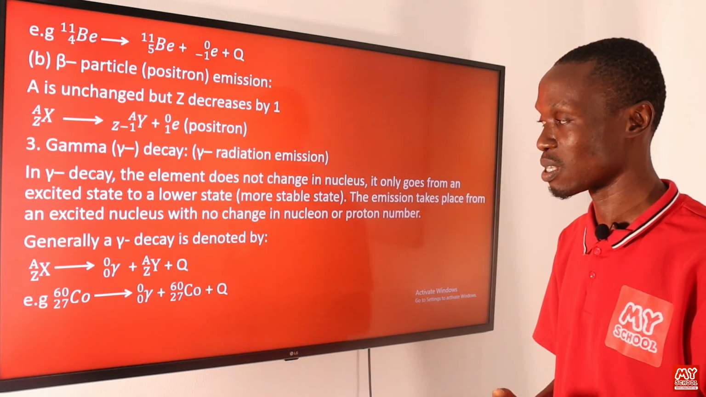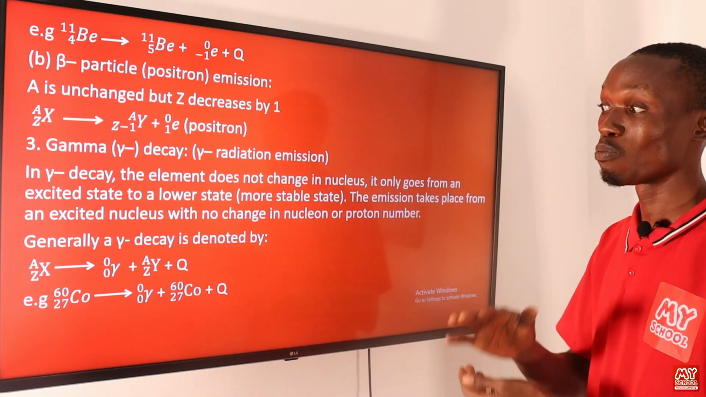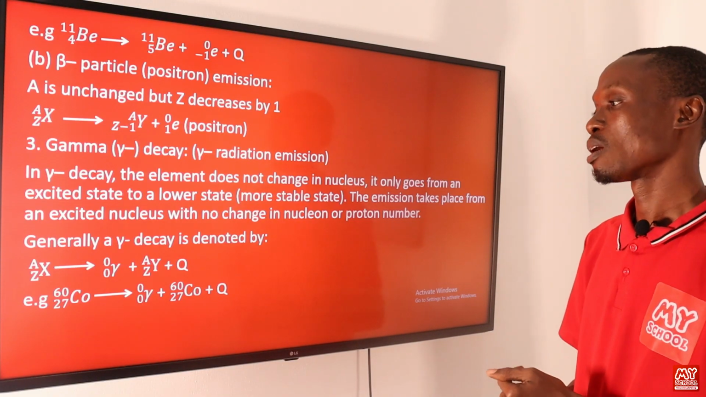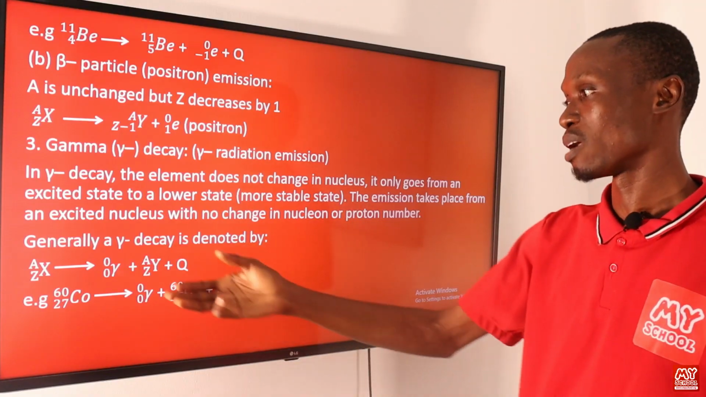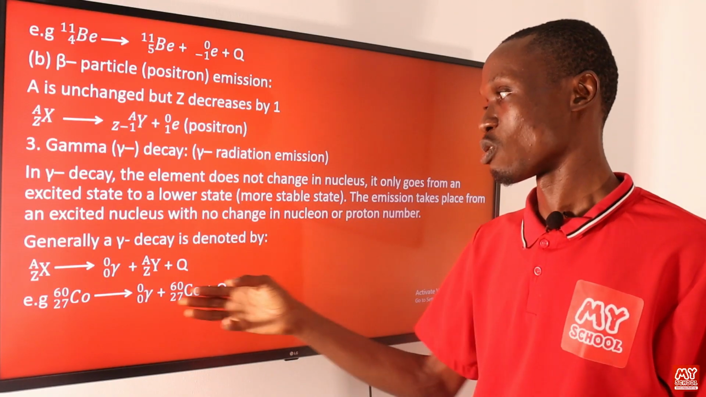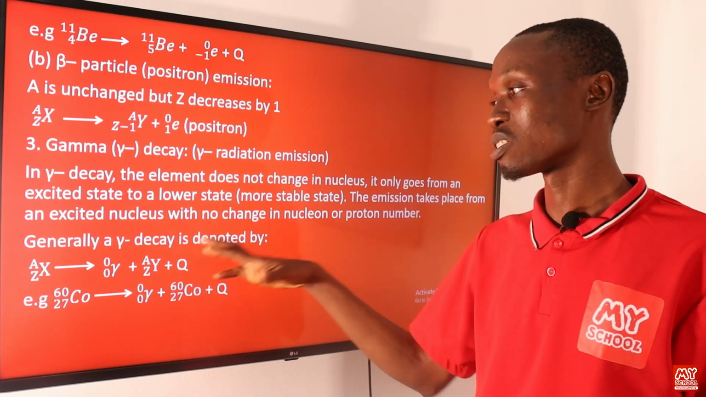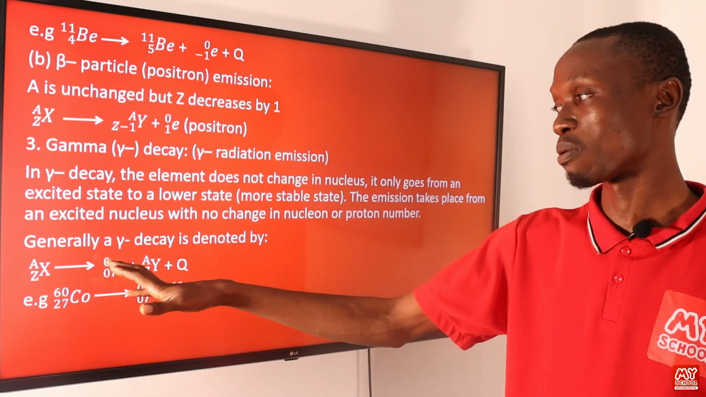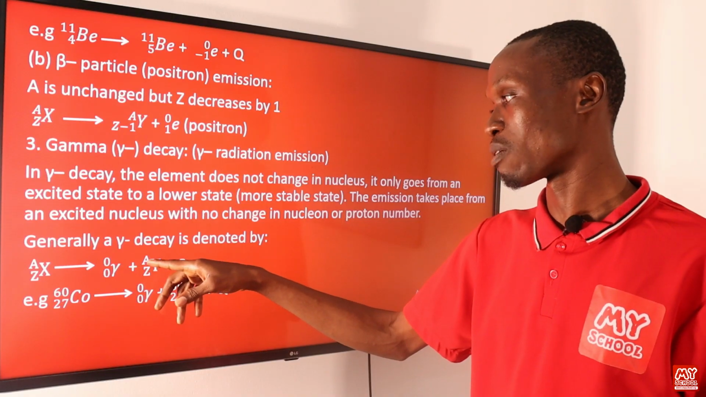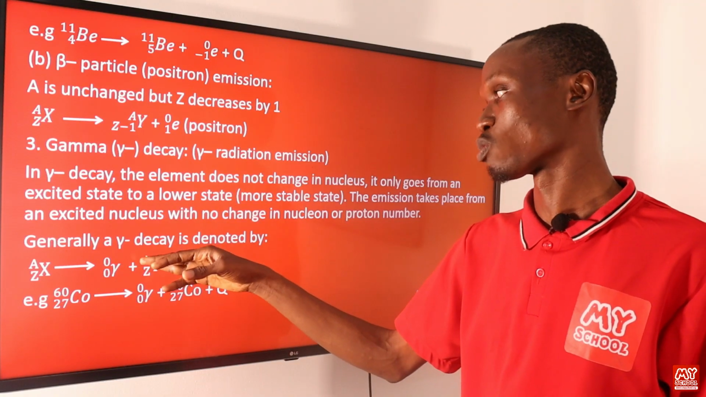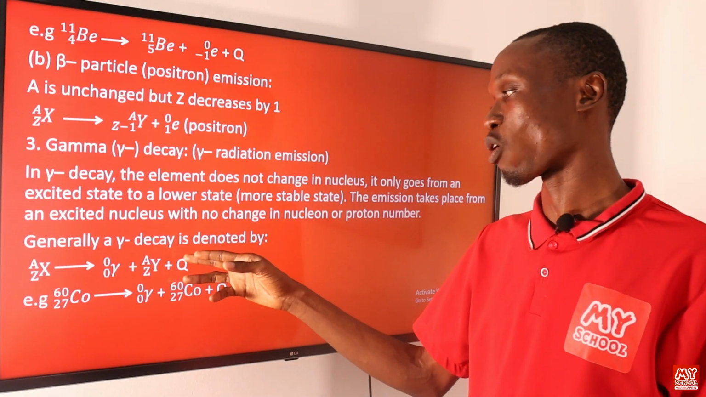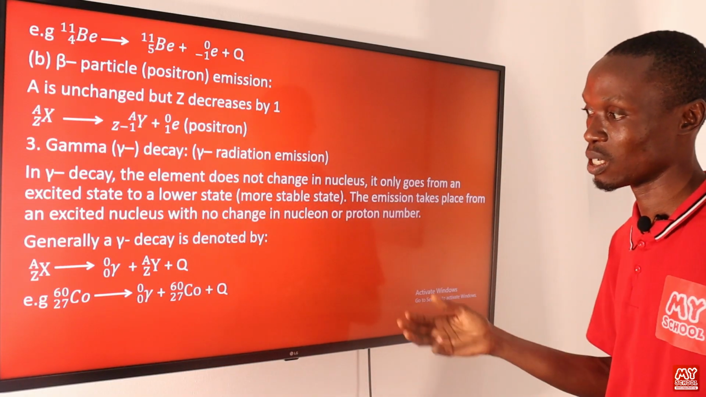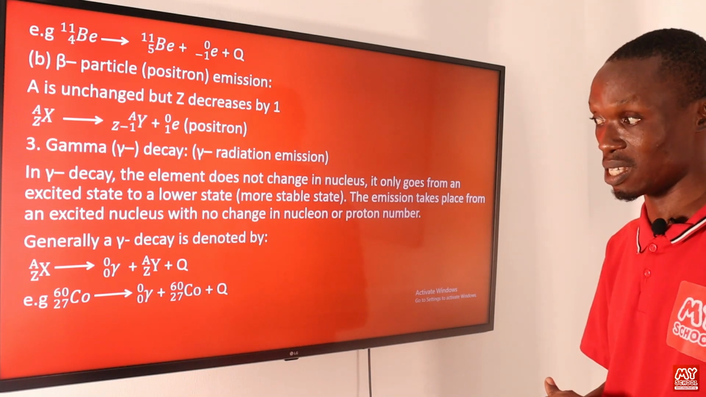Mass number remains the same. Atomic number remains the same. Nothing changes at all. Generally, gamma decay is denoted by the equation you are seeing on the board. If you check very well, nothing changed. This is gamma radiation, or gamma ray. The atomic number and the mass number still remain the same, but it's usually accompanied with a release of energy. And a good example is cobalt-60.